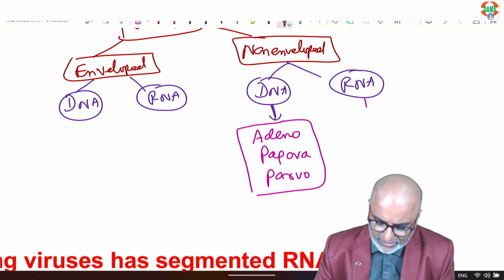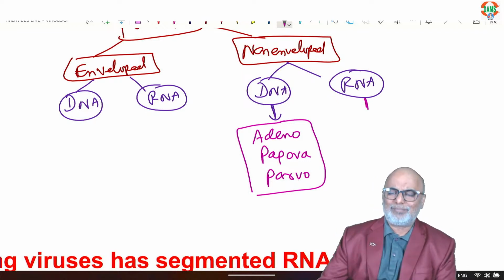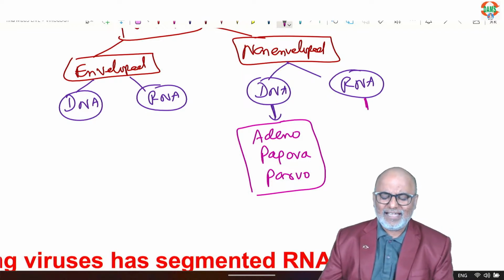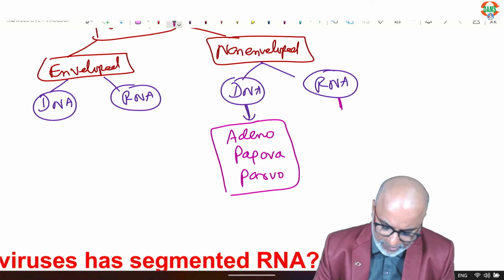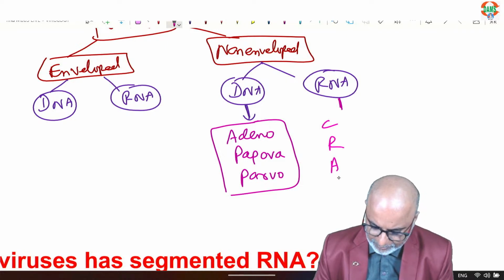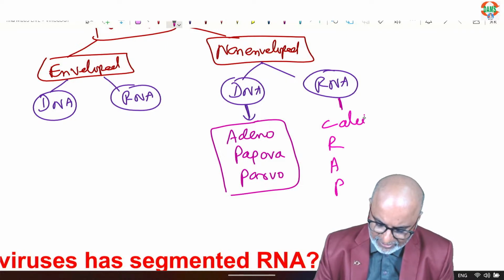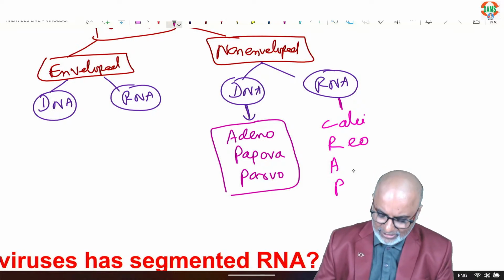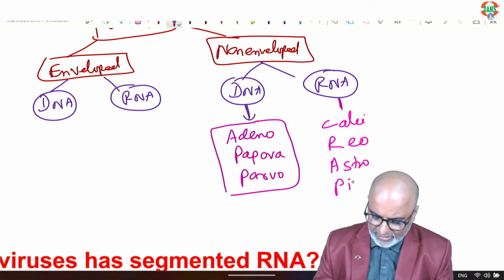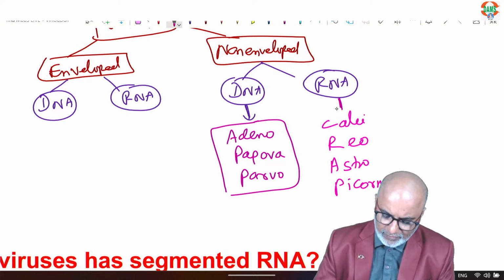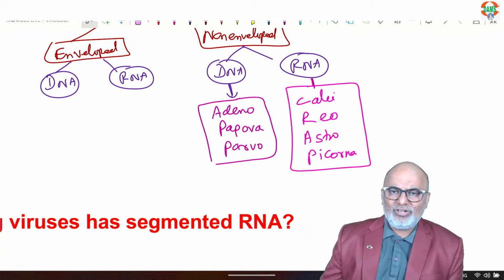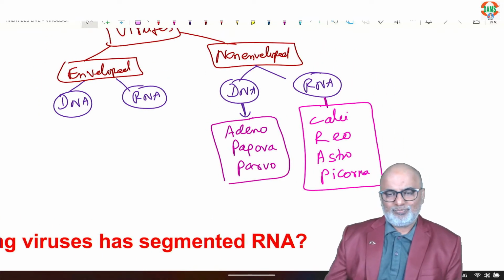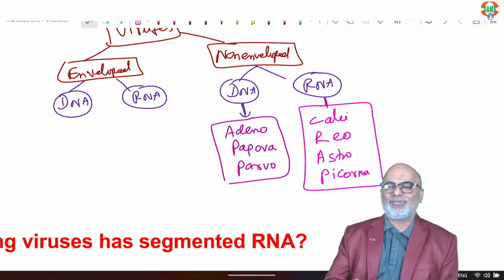Among RNA viruses, usually the enteric viruses are non-enveloped, the ones causing severe diarrhea by the fecal-oral route. Remember the mnemonic CRAP: Caliciviridae, Reoviridae including rotavirus, Astroviridae, and Picornaviridae, which includes poliovirus and Coxsackie virus. All these are non-enveloped. So no need to remember the enveloped ones. Apart from these viruses, everything is enveloped.